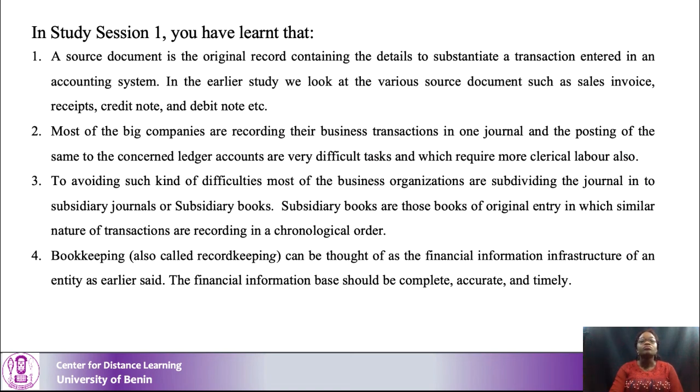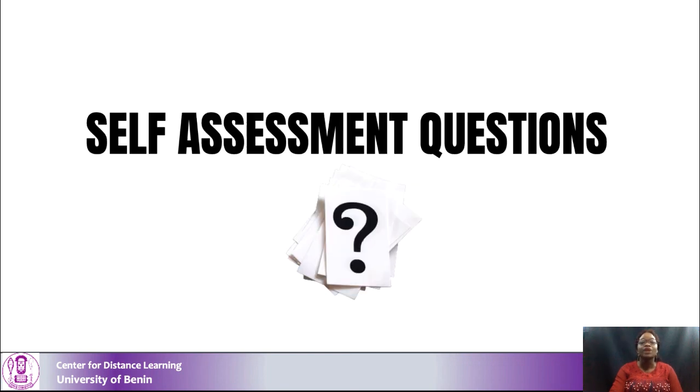We've also learned that most big companies that record their business in one journal and post it to another ledger might find it difficult if they do not undergo this bookkeeping process, which requires more clerical labor to engage in. To avoid such difficulties, these organizations subdivide the journals into subsidiary books or subsidiary journals. These books are also called books of original entry, in which similar nature of transactions are recorded in a chronological order. Bookkeeping can be thought of as the financial information infrastructure of an entity, like we have earlier illustrated from today's discourse. The financial information base should be complete, accurate, and timely for it to be relevant.